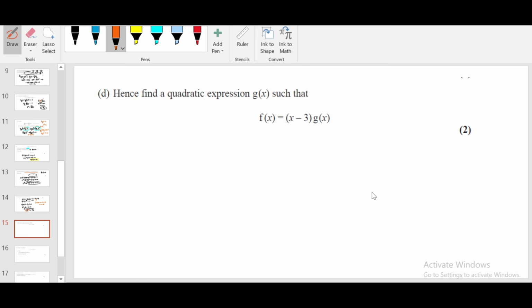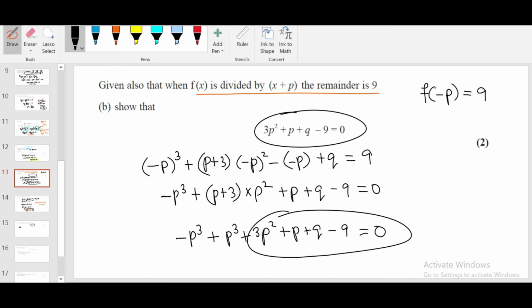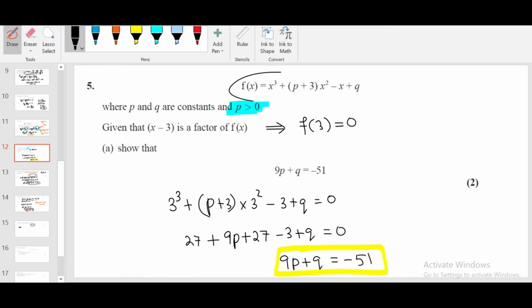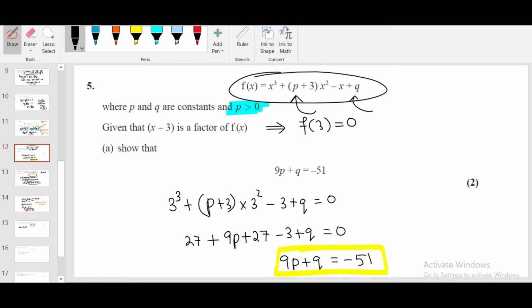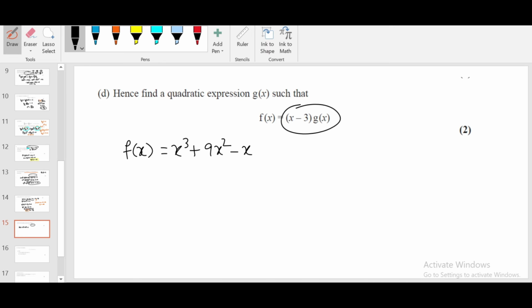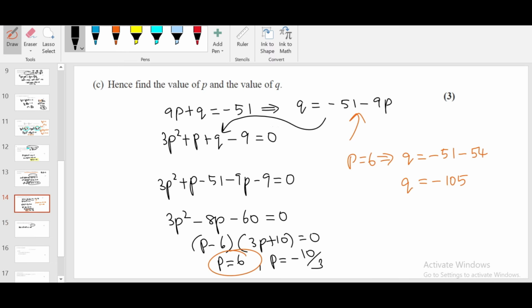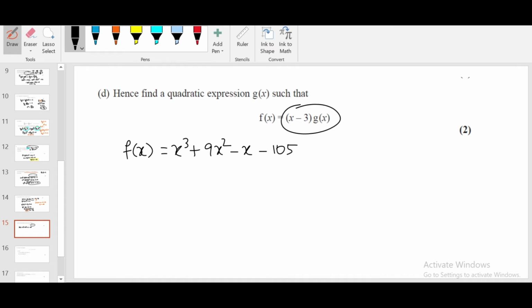Part D of the question. Find a quadratic expression g such that f of x is equal to this. We know f of x, which is given in the question. You need to just plug in the value of p and q here. f of x is basically x cube plus p plus 3, p is 6, so 6 plus 3, x squared minus x plus q. Q is negative 105 we got. So this is f of x.